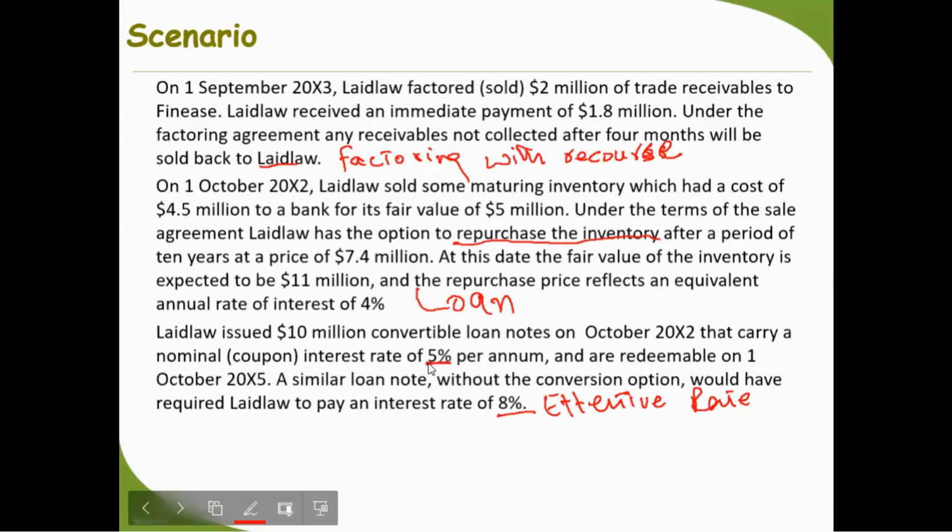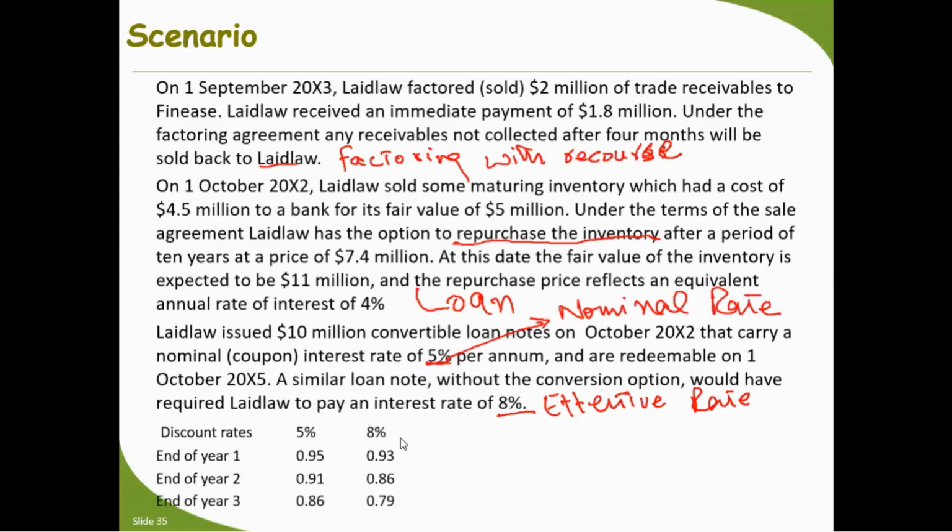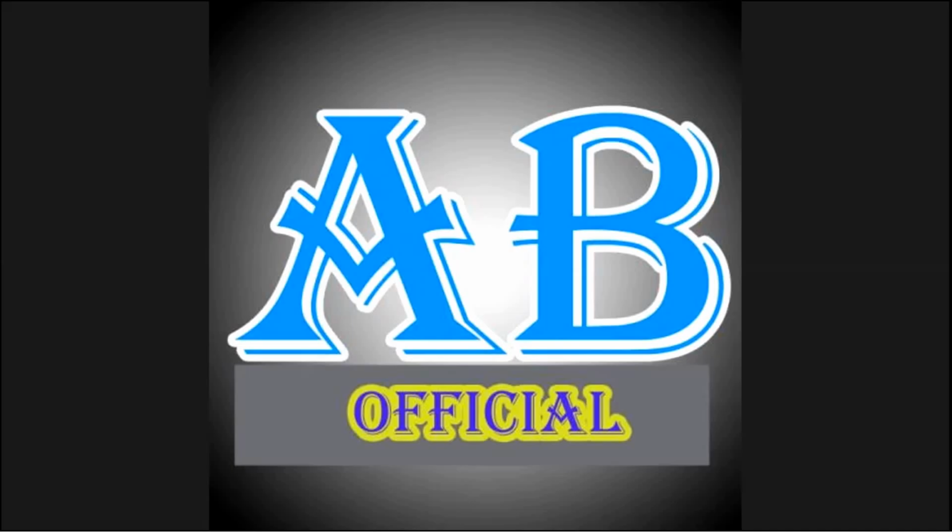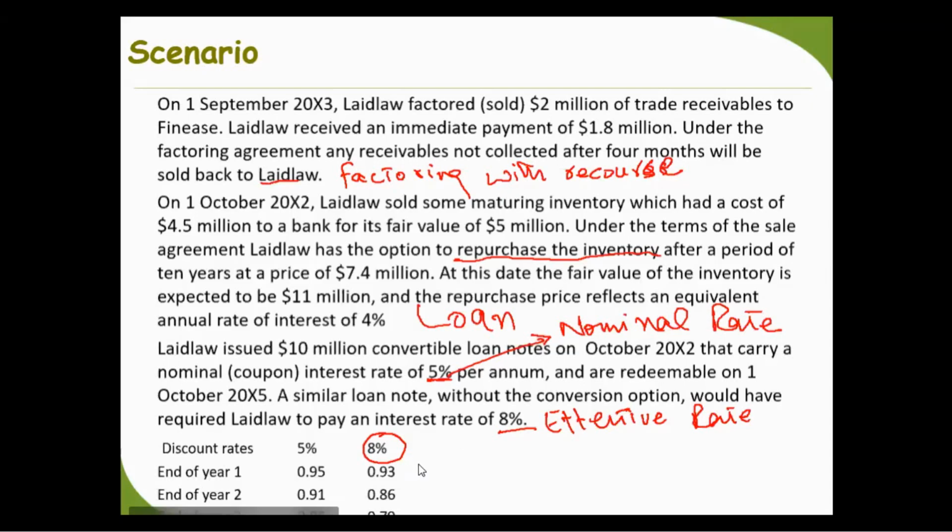And this 5% is your nominal rate. Okay. Now, discount rates are given for all time periods. We will use discount rates of effective rate. Now, first, let's move towards the first question.